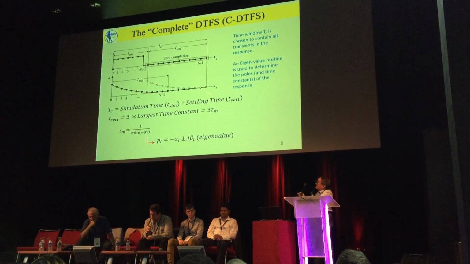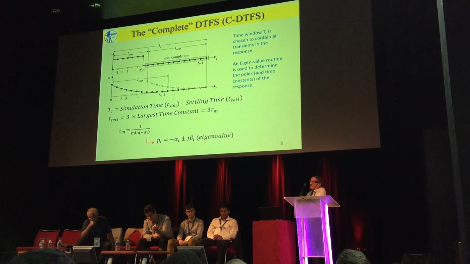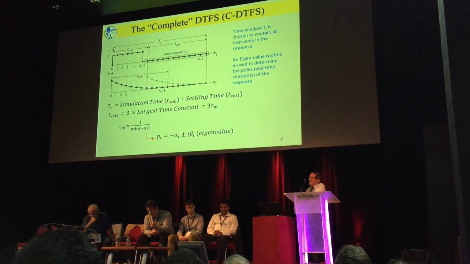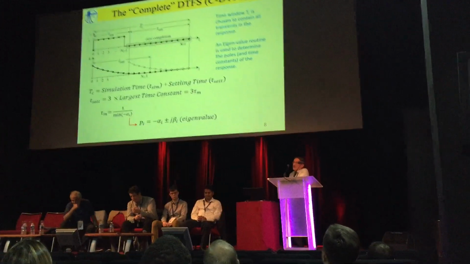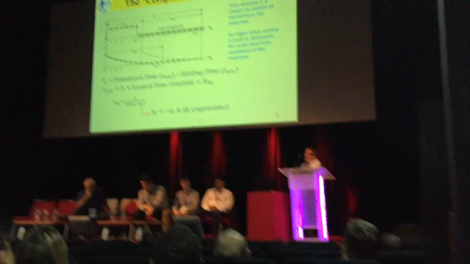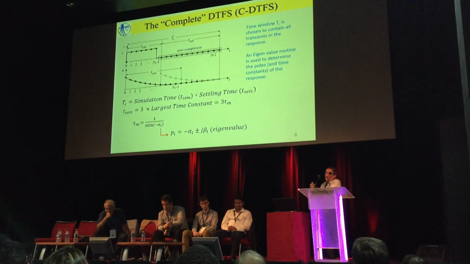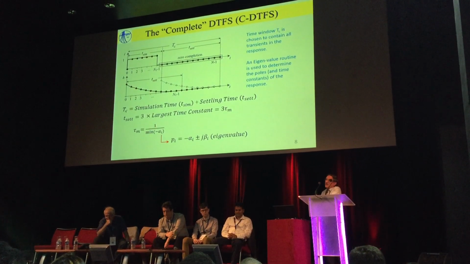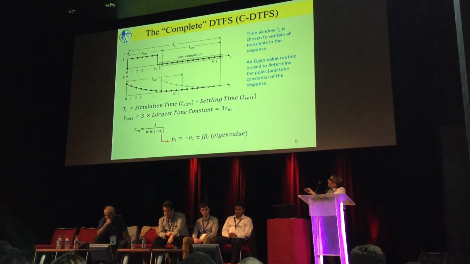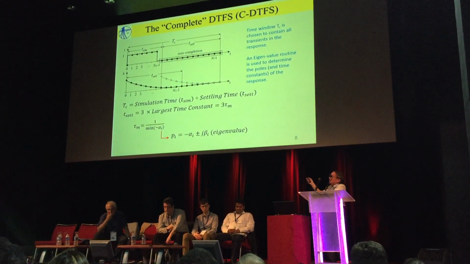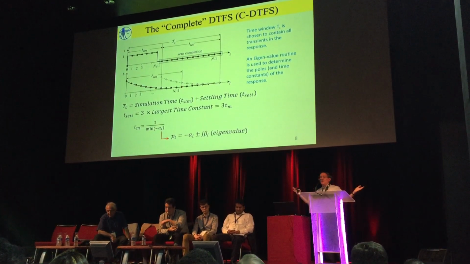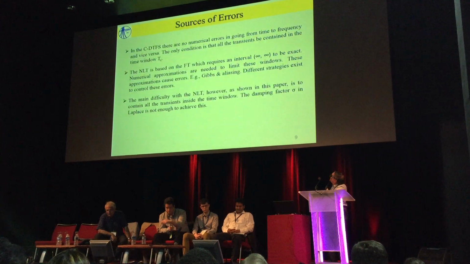Now, how do we know the time constants? That's the only thing that this method needs. You need an eigenvalue routine that will tell you the eigenvalues or poles of your system. Once you know that, the slowest time constant determines how much you have to add to Tmax in your time window to have the complete information.